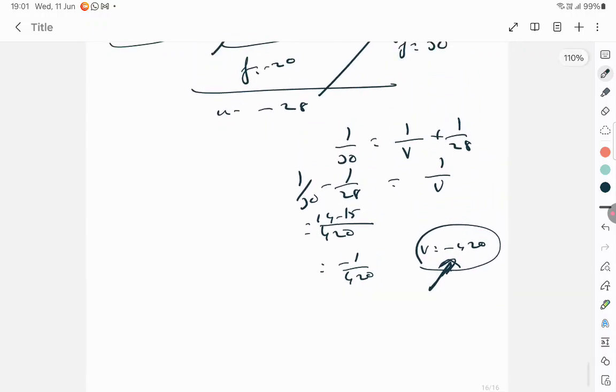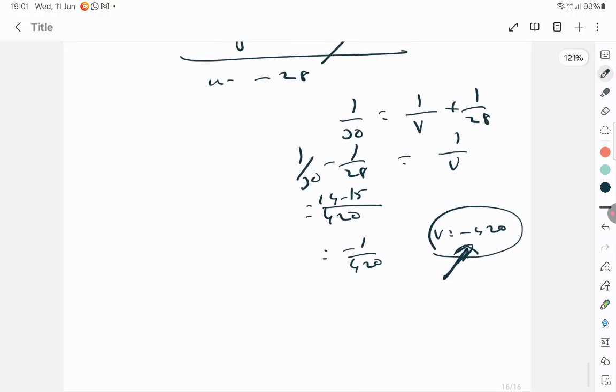So that's clear. And now determine the magnification produced by the two lens system.